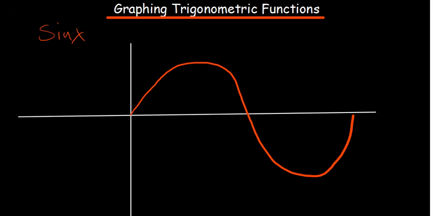And of course, we expect that this is 90, which is pi over 2 in radians. This is pi over 2, then this is our pi, and this is 3 pi over 2, which is 270, and finally we have 2 pi, which is 360 in degrees. So this is the basic form of our sine graph.